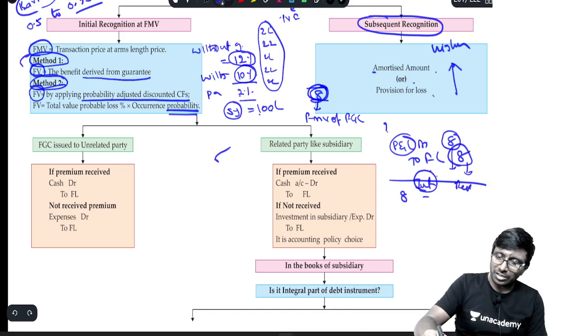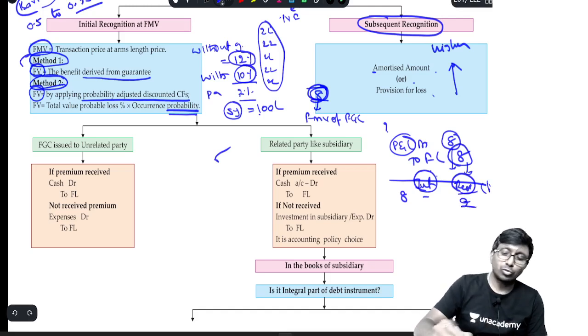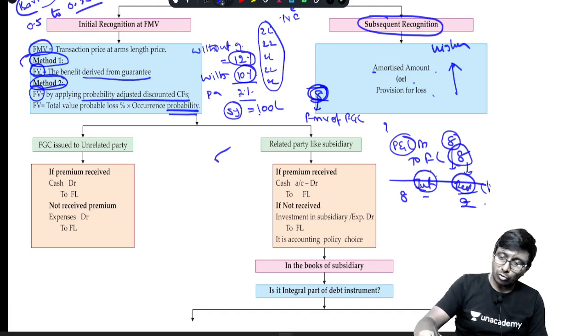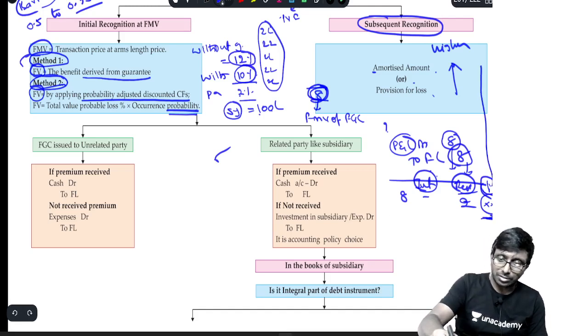Are you going to repay anything? Nothing will be repaid, but we will be amortizing. Every year 2 will be reduced. The present value, the closing balance, will come to some number. This is the amortized number. Now, what about the provision for loss?